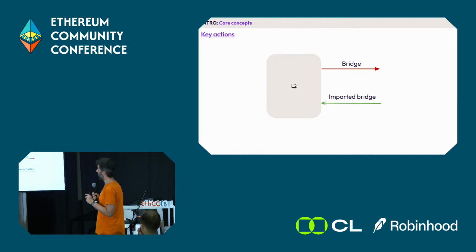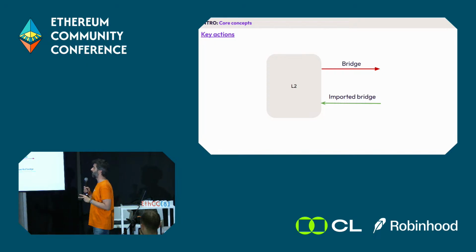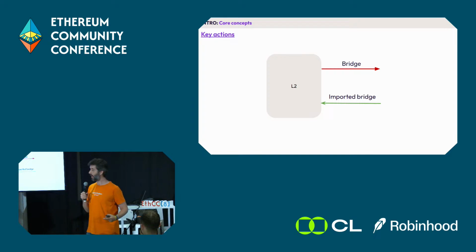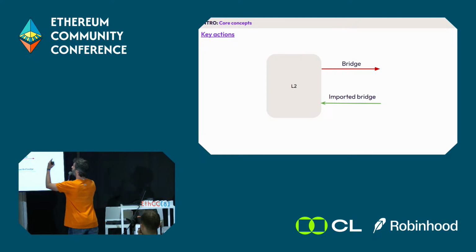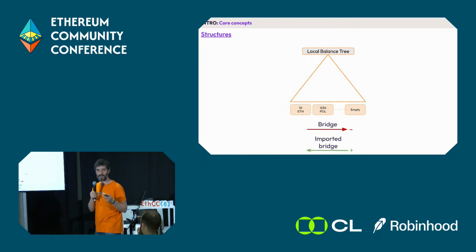In the pessimistic proof, there are 2 key actions. One action is the bridge, and the second important action is the imported bridge. A bridge basically means that some tokens are leaving the chain. And an imported bridge means that some tokens are entering the chain. So it's quite straightforward that you cannot do a bridge before an imported bridge happens, because you will not have those tokens on the ledger that I mentioned before. And how do we track this kind of ledger?